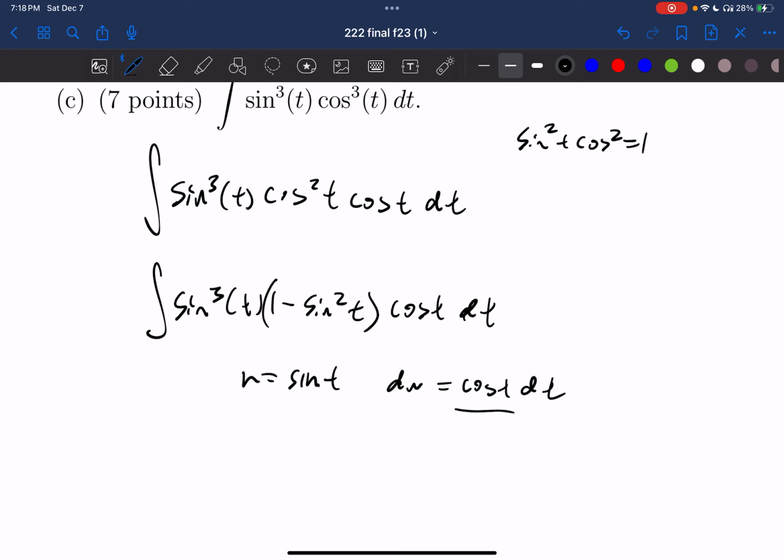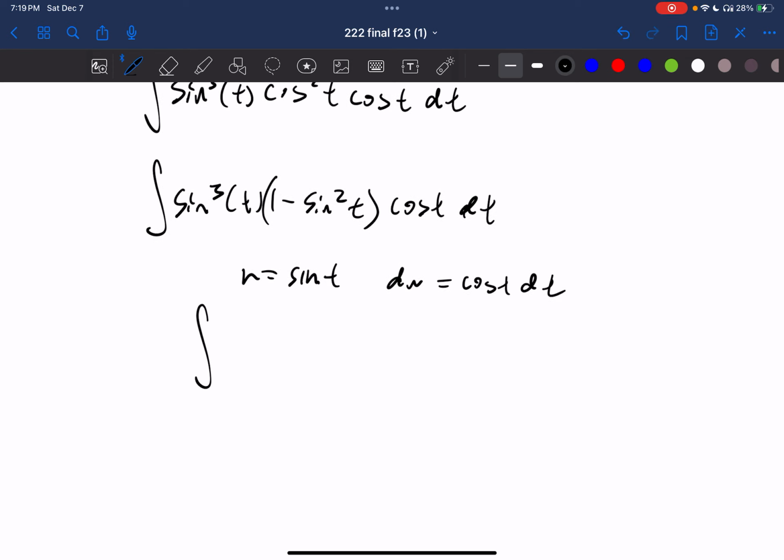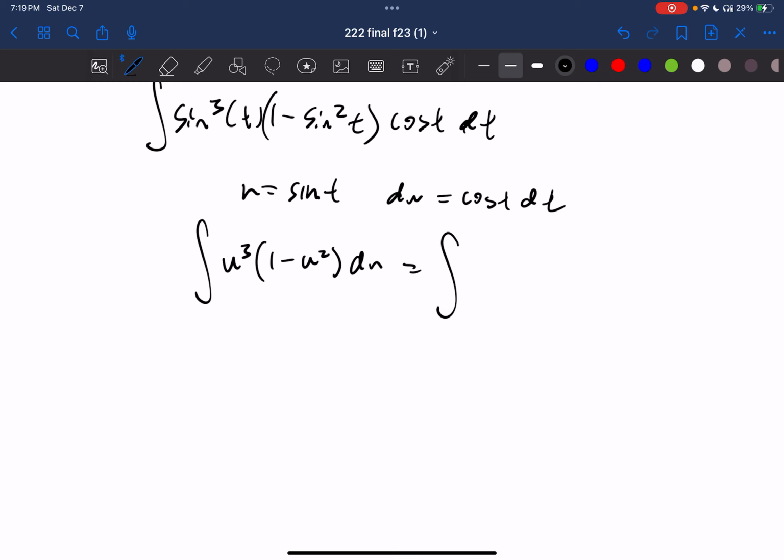And since we have this cosine, it will cancel out. So it will be the integral of sine cubed, but sine is u, so it would be u cubed times 1 minus sine squared. Sine is u, so it would be u squared. And this cosine cancels, leaving us with the du. Now we can do u cubed minus u to the 5th power du. Integrating this is pretty basic: u to the 4th over 4 minus u to the 6th over 6 plus c.